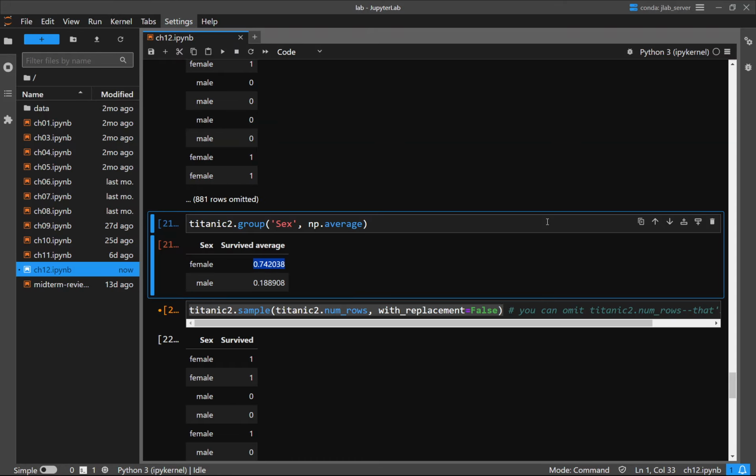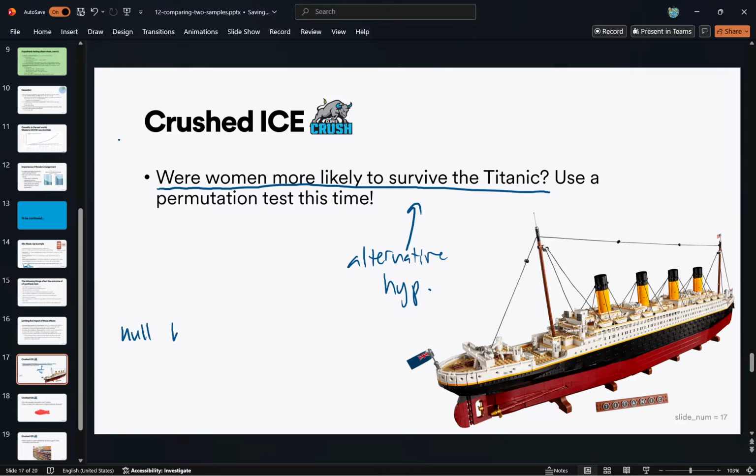That's our alternative hypothesis. And so that's probably worth underlining. That's our alternative hypothesis. Our null hypothesis, then, just to spell it all out for us, is that men and women were equally likely, so you could just shuffle the labels and it wouldn't matter. We're equally likely to survive.